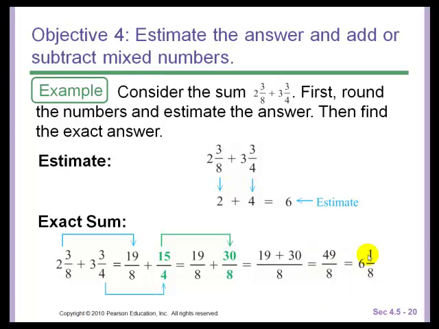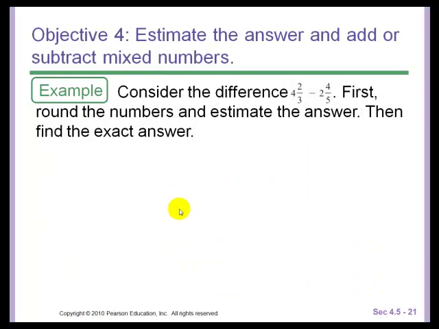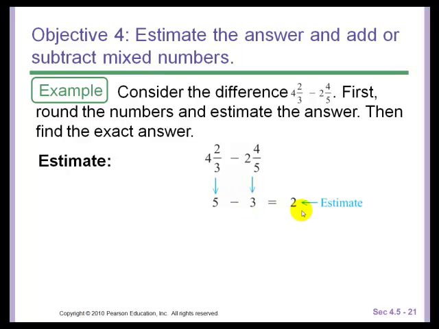Again, I will accept either of these answers because they are simplified. Now we will subtract 4 2/3 minus 2 4/5. 4 2/3 rounds to 5, 2 4/5 rounds to 3, 5 minus 3 is 2. So our answer should be near 2.